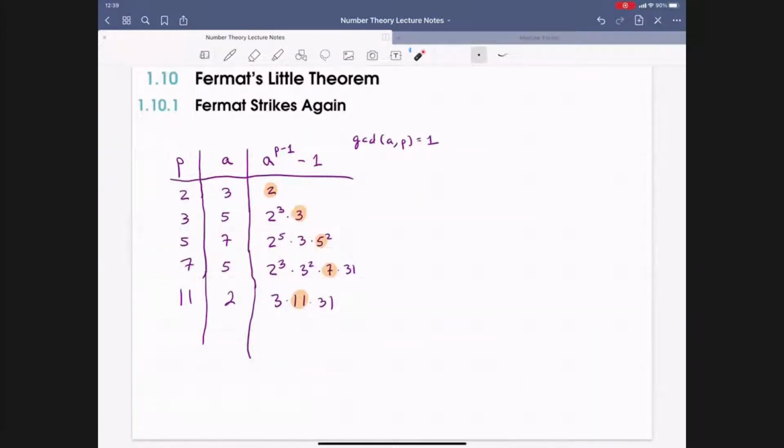Okay, so here we have a table. We have 2 and 3. P is 2, 3 is A. And if we do that, then we're just going to get back 2, because in this case we have 3 to the 2 minus 1, so just 3, and then minus 1 we get 2. If we continue doing this, so P is equal to 3, A is 5, the prime factors are 2 cubed times 3, and so our prime P is highlighted. If we continue doing this for 5, 7, and 11, and we chose in each case numbers relatively prime to those given primes, we see that the prime we're looking at is always a prime factor.